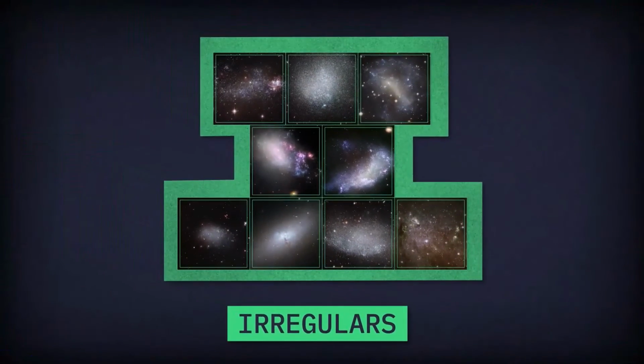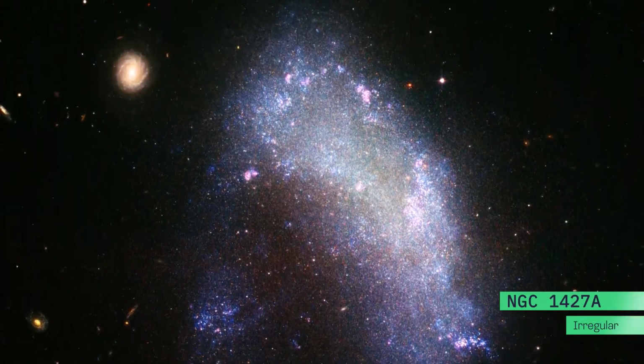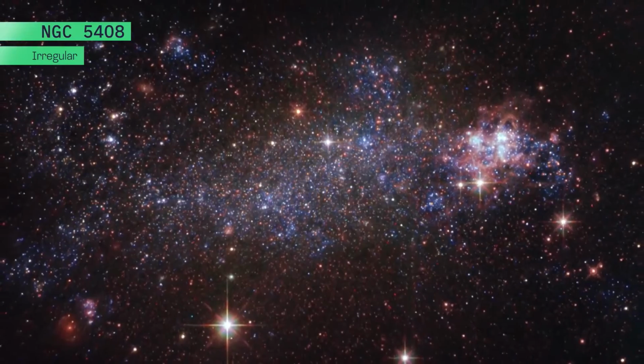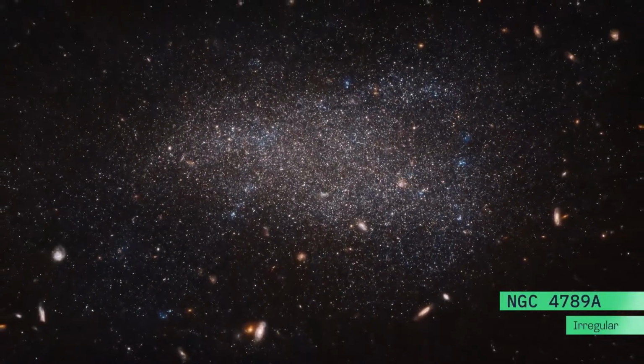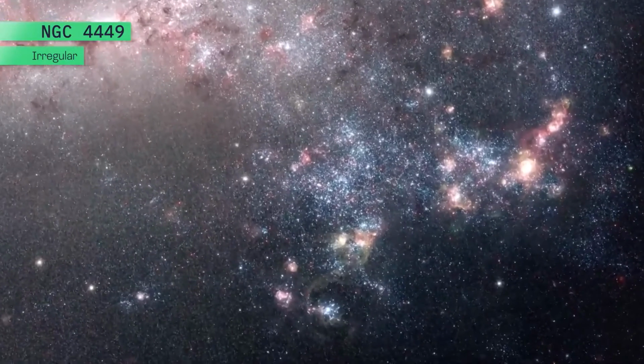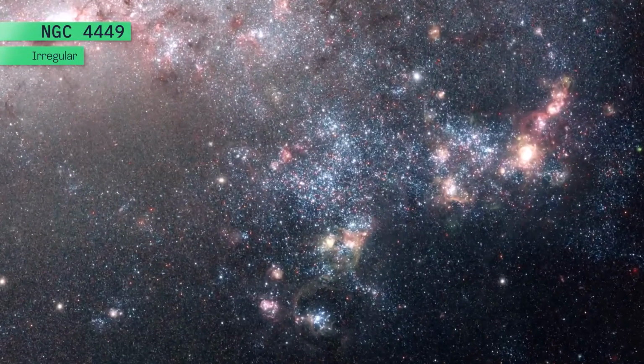Irregular galaxies don't fit into one of the other categories. They are shapeless and have no symmetry or ordered structure. Irregulars may hold old and young stars, and often have knots of gas and dust forming new stars.